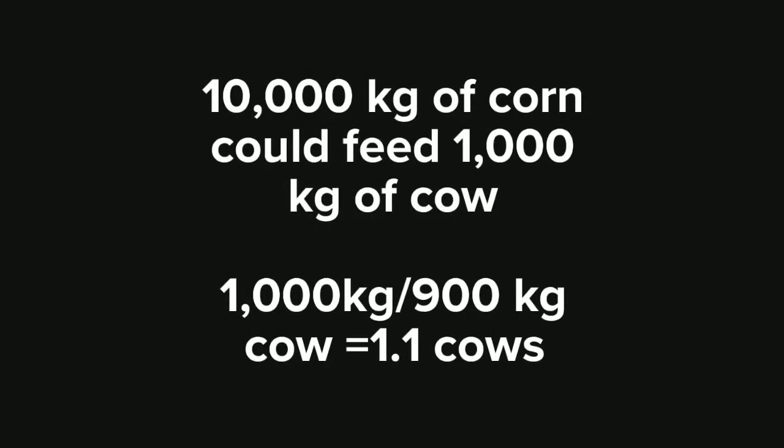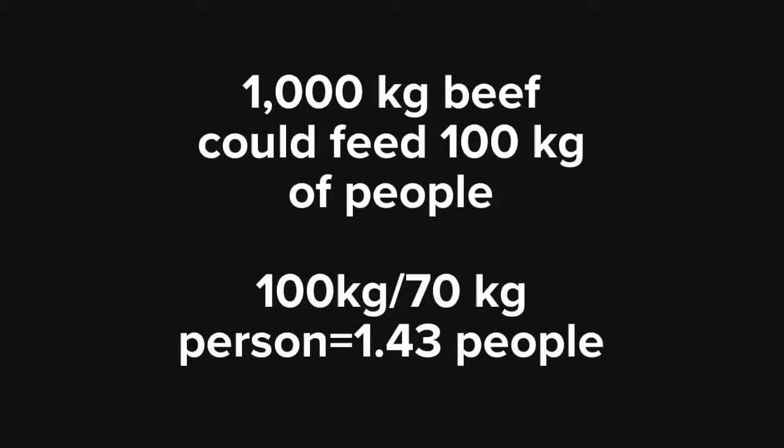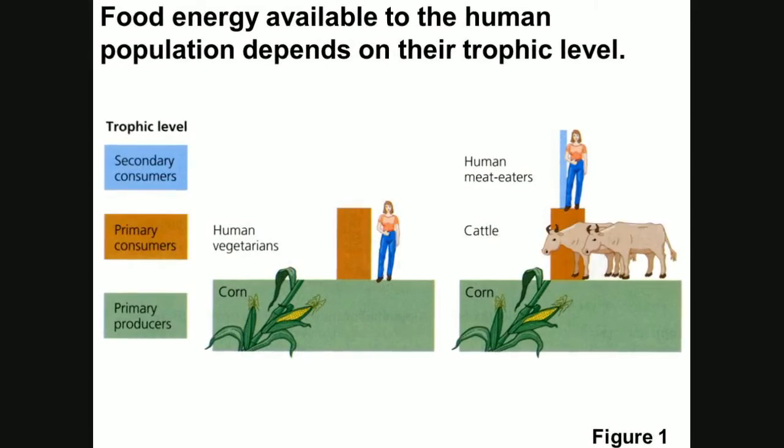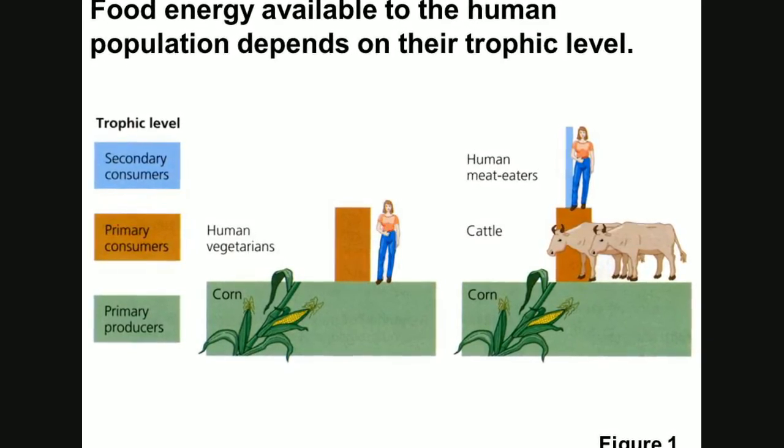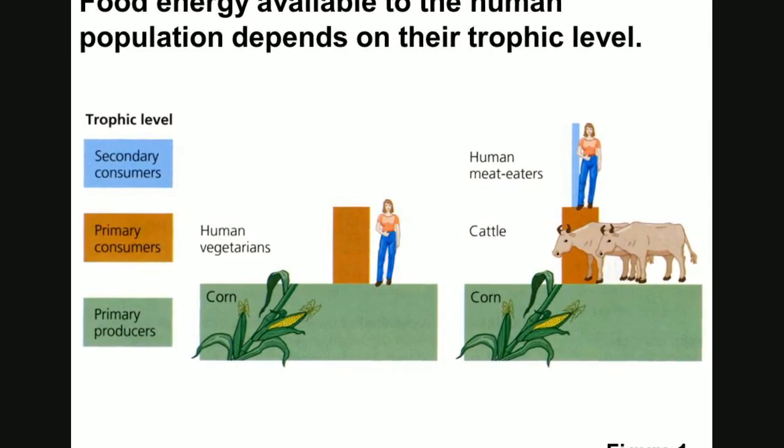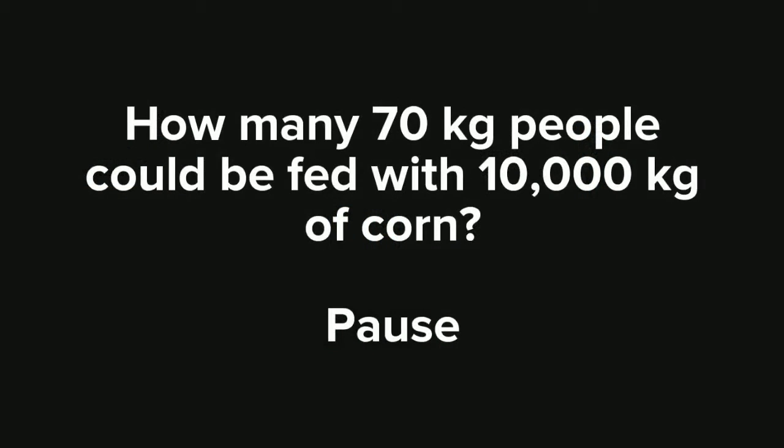Using the 10% approximation, you should conclude that about 1 cow could live off the corn, and about 1 average-sized person and 1 small person could live off the cow. But since we are omnivores, that means we can cut out the middleman, the cow, and get straight to the source, the corn. So now I want you to calculate how many people could be fed with the 10,000 kilograms of corn. Pause the video here to figure it out yourself.